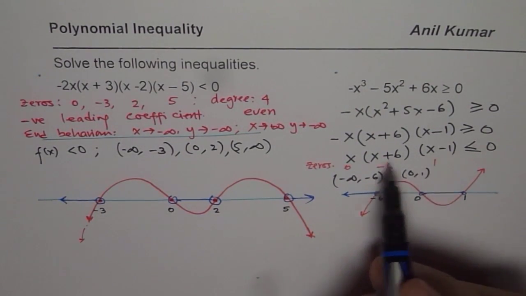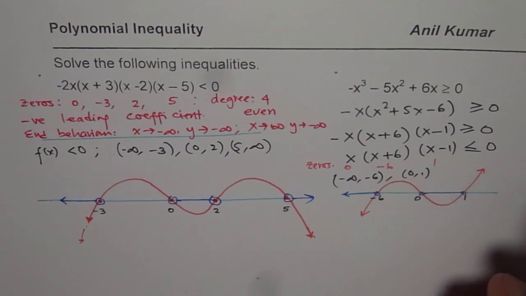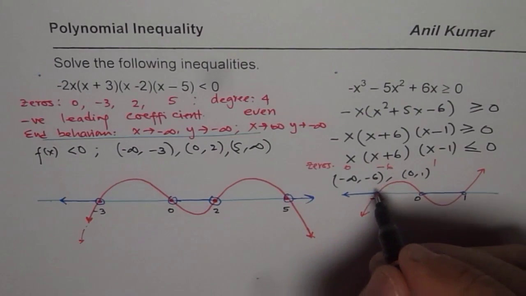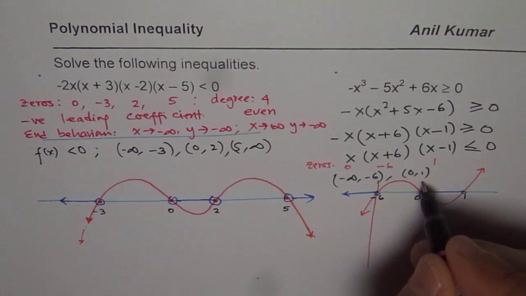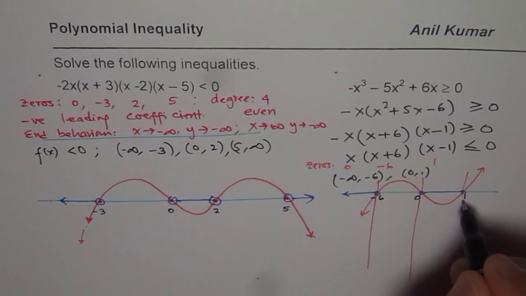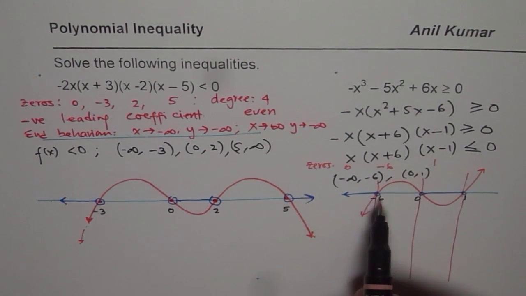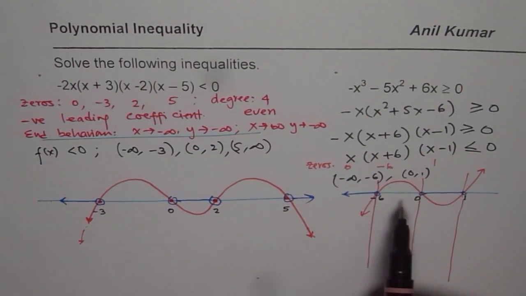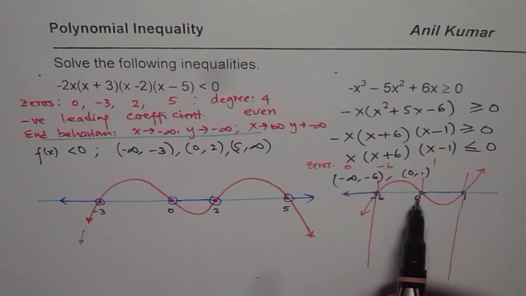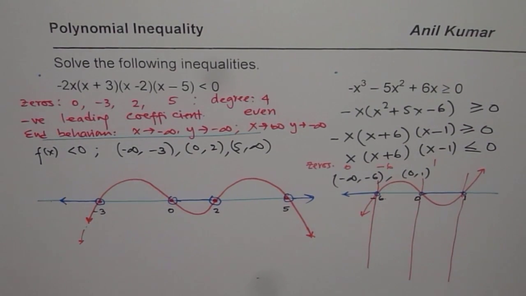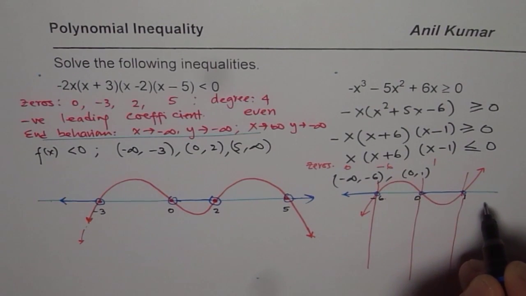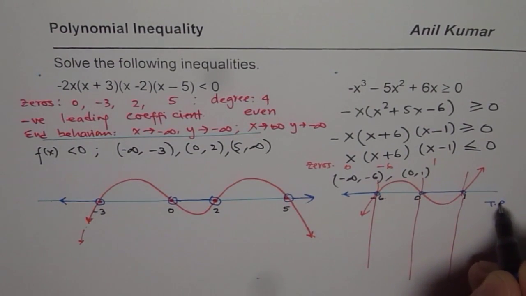The other way is to make a table of values and then check the sign. So let me show you that method also. So what we have here is, we know the zeros, so we'll make a table, and we know these intervals. The intervals are from -infinity to -6, from -6 to 0, from 0 to 1, and from 1 to infinity. In these intervals we will take test points.